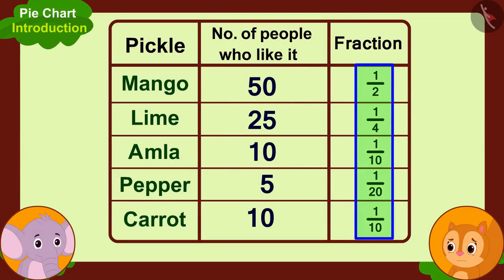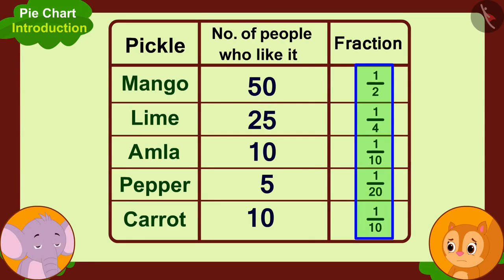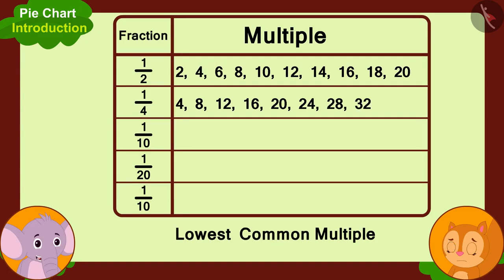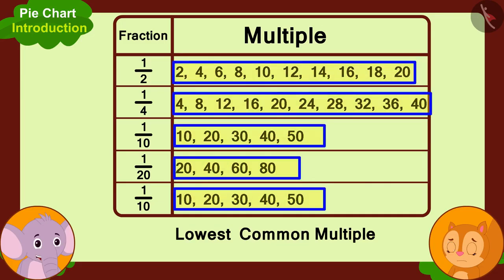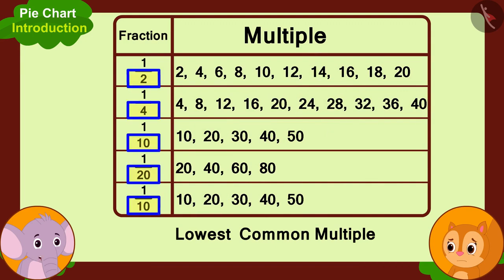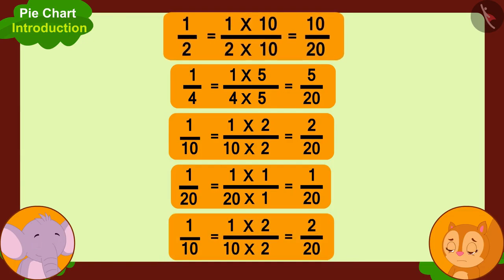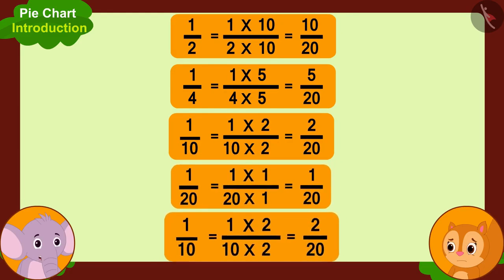But the total number of parts in all these fractions is different. Then, how do we represent them? That's correct. To solve this, we will first find the lowest common multiple, or the smallest common multiple, of the total parts of all these fractions. In this way, 20 is the lowest common multiple of these numbers. Now, we will write all these fractions in such a way that the total parts of all of these fractions is 20.